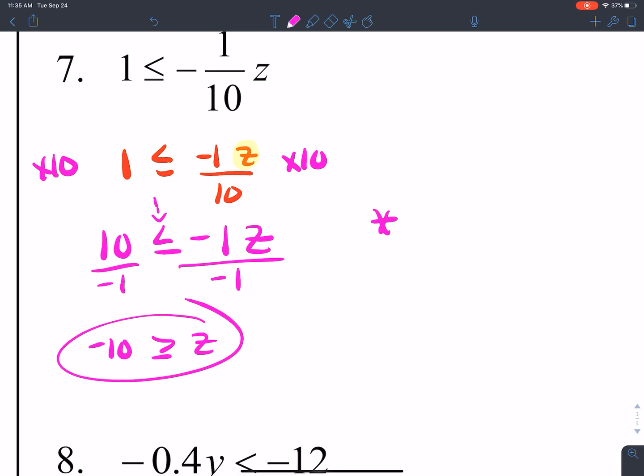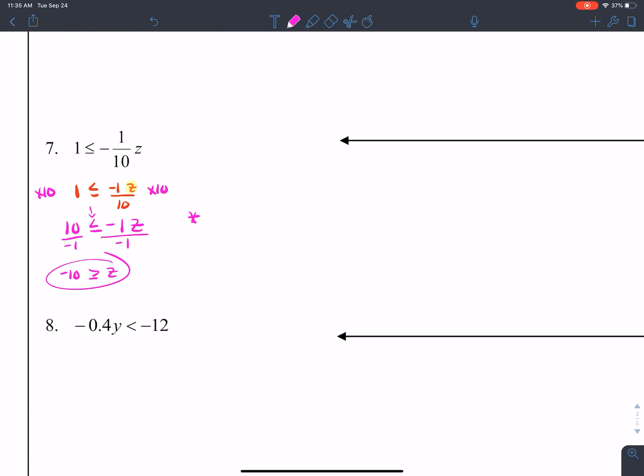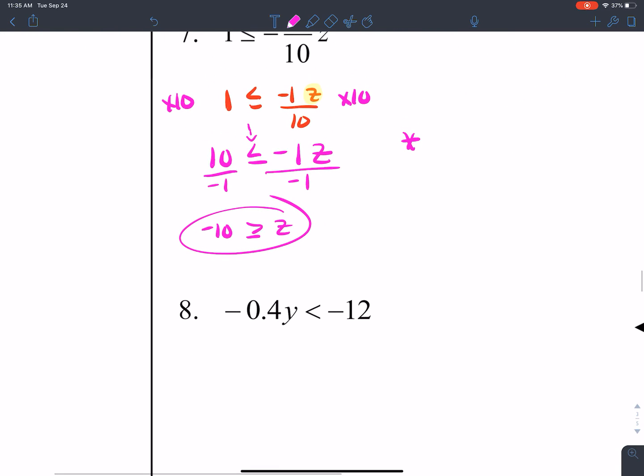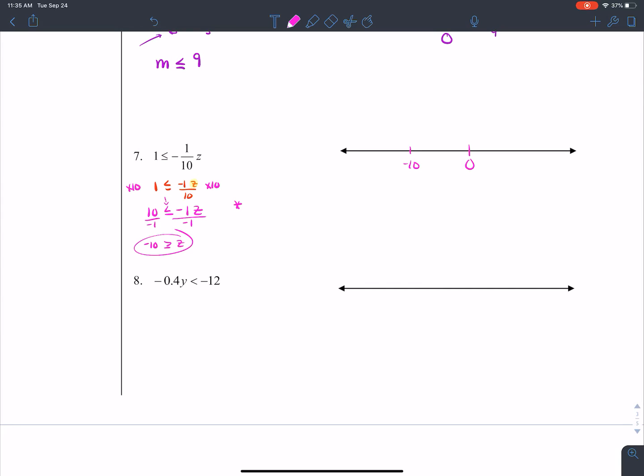So we'll go graph all the z's that are less than negative 10. And again, we can see that negative 10 has the symbol facing it, which means negative 10 is the biggest. So our numbers are smaller than negative 10.